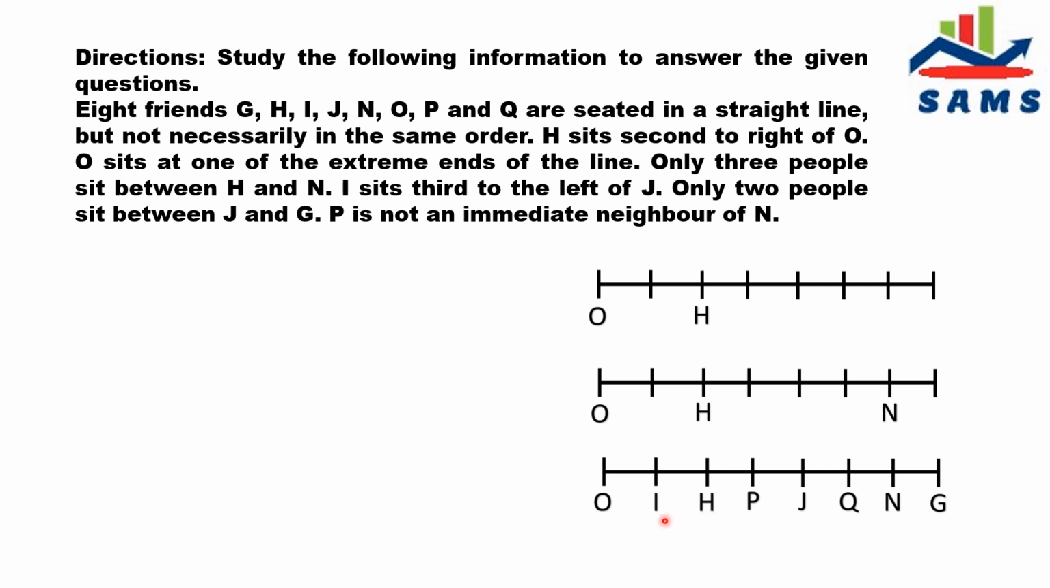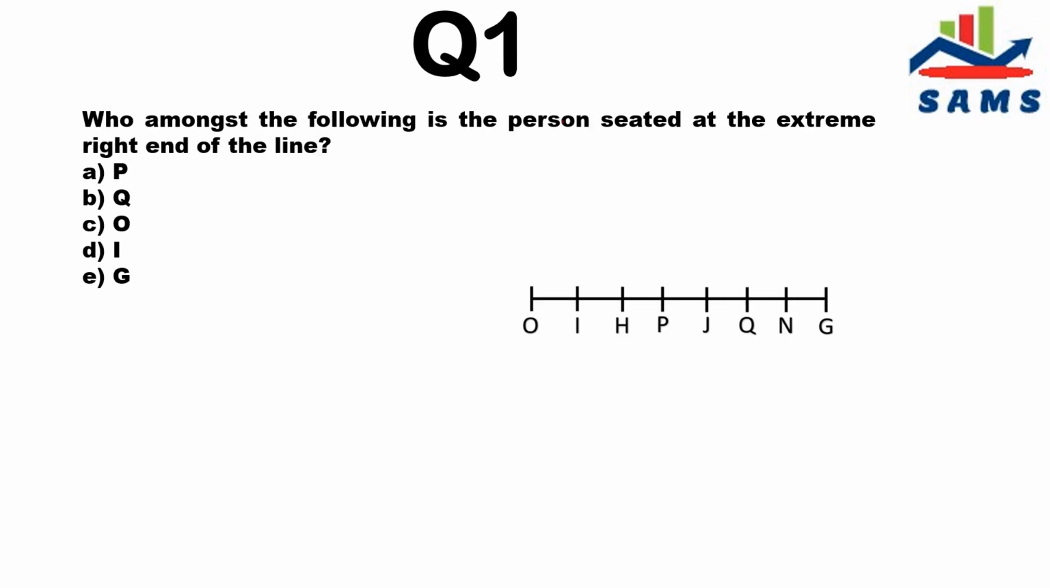So when we plot this, we get this as our final seating arrangement. So I is sitting third to the left of J, and because P is not an immediate neighbor of N, P has been placed here, and there are 2 people between J and G, that is Q and N. Q has not been mentioned anywhere in the question, so obviously this vacant spot will be occupied by Q. So this is the final seating arrangement that we get, and based on this we have a set of questions to answer.